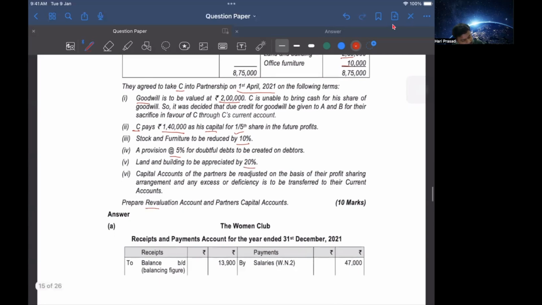We have to prepare revaluation account and partners capital account. What students need to give in their answer sheet is revaluation account and partners capital account. But before preparing them, we have to work out various things. First point is finding the new profit sharing ratio.